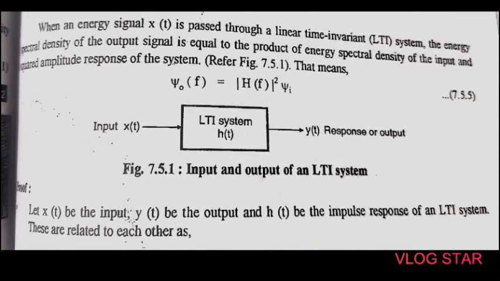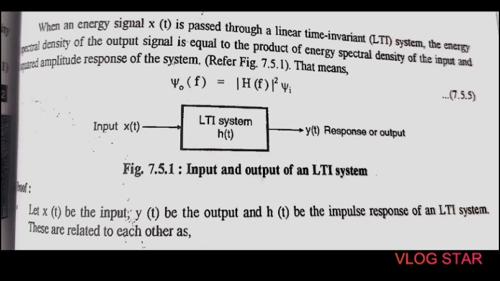So here when an energy signal x of t is passing through the LTI system, the energy spectral density, that is ESD, of the output signal is equal to the product of the ESD of the input and the square amplitude response of the system. So here we can see, let x of t be the input which is given to the LTI system, that is h of t, and it will produce the response or output, that is y of t.